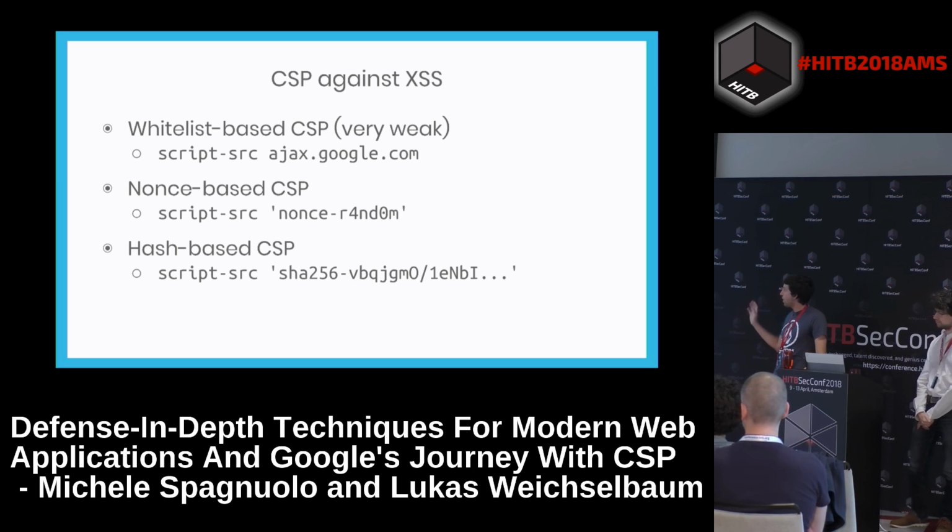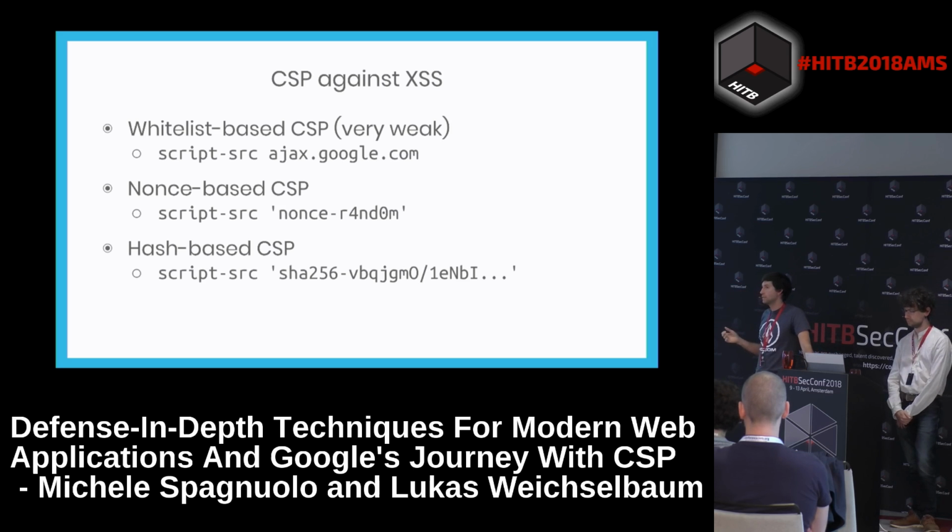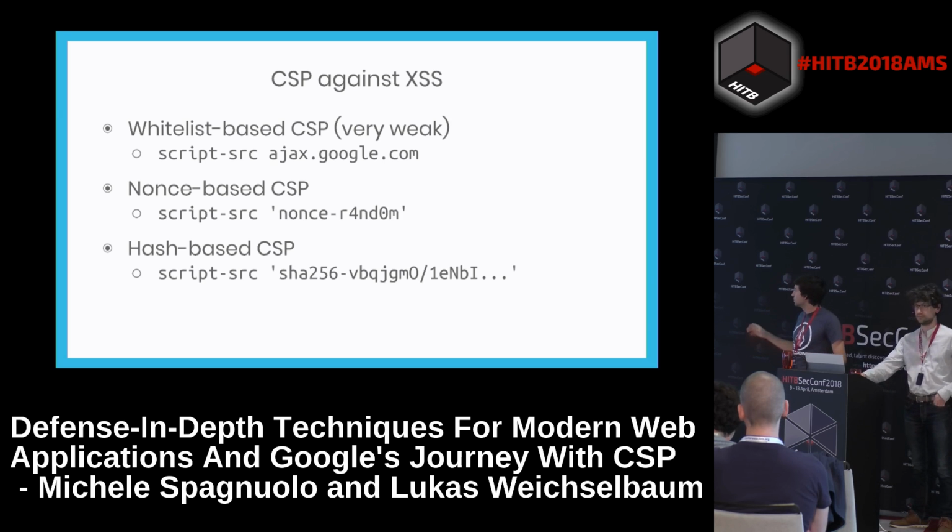There are about 3 flavors of CSPs that can be used to mitigate cross-site scripting. There's the very popular whitelist-based CSPs. You basically have a list of hosts or origins that you allow the site to load scripts from. We have been talking about this particular form of CSP in the last year and the year before, and it's kind of inherently broken, unfortunately. So what we usually recommend these days is using nonce-based CSPs or hash-based CSPs.